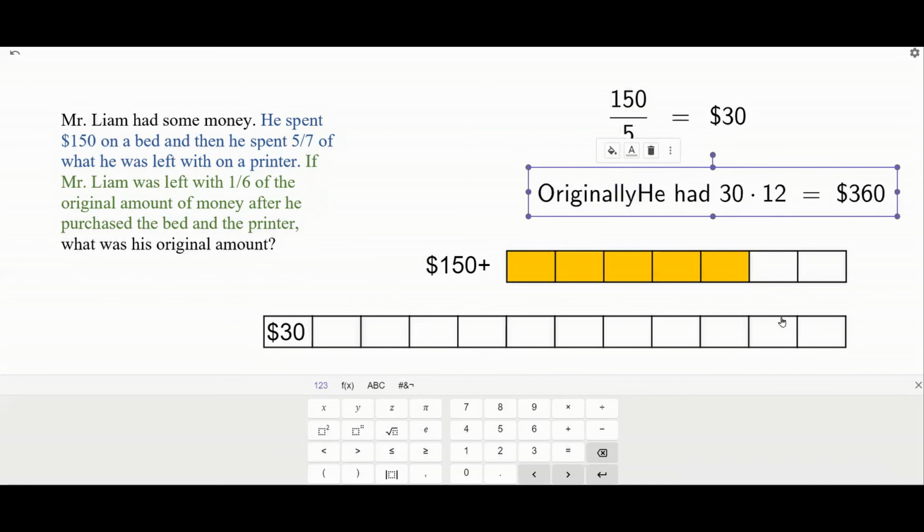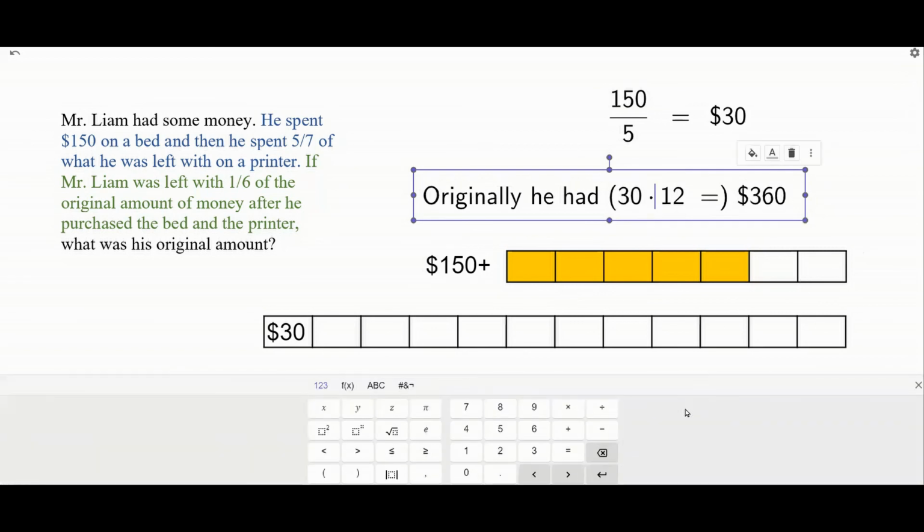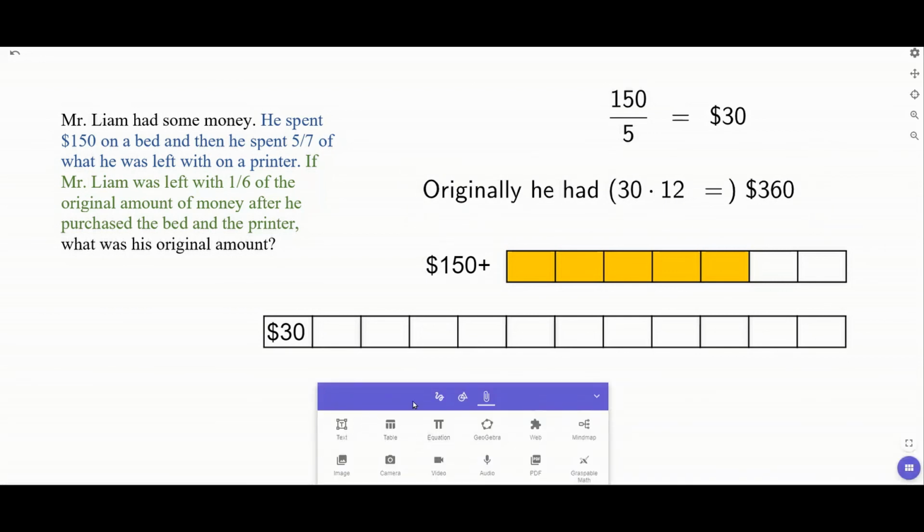And let's put it here. Originally, he had, and let's put this in parentheses, $360. That's my answer. And this dot is the multiplication sign. I know it looks like a decimal, but it's not. Okay, you have your answer. This is your answer.